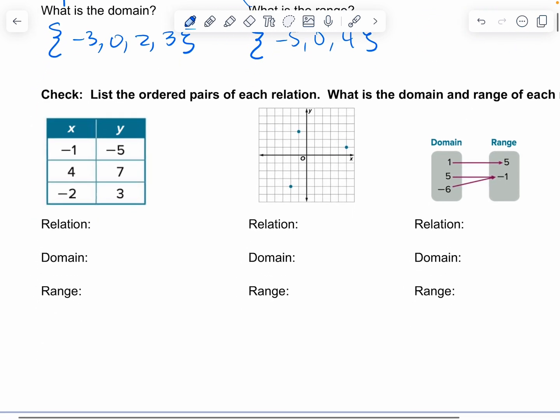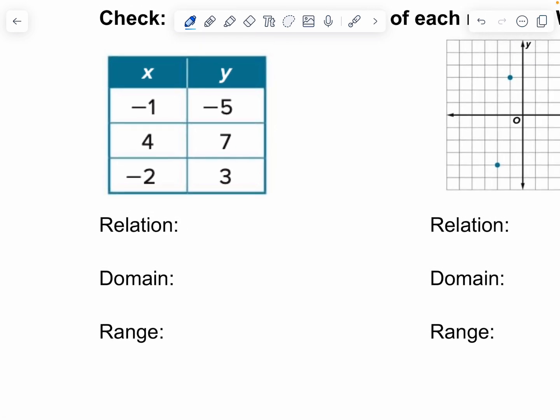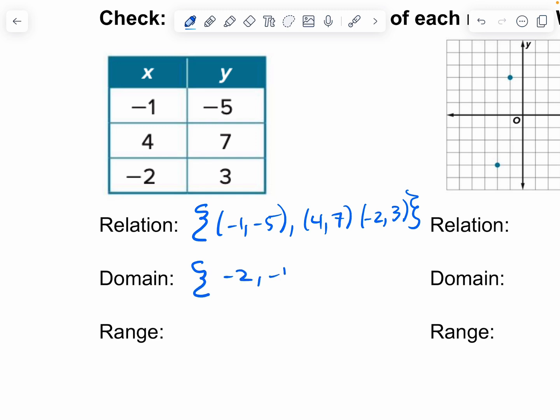Okay, so over here, we've been given a relation, and we need to write it as ordered pairs: -1, -5, 4, 7, -2, 3. Then write the domain. So those are the x values. So -2, -1, 4. My range are the y values. So -5, 3, 7.